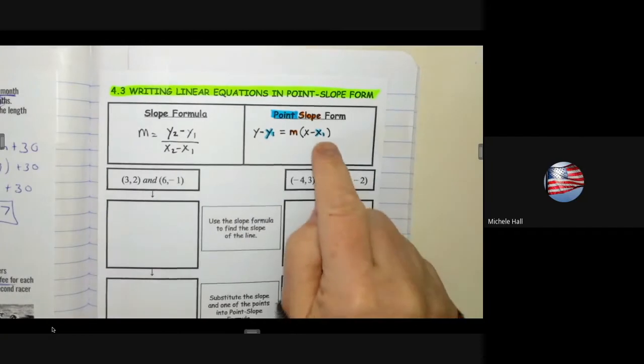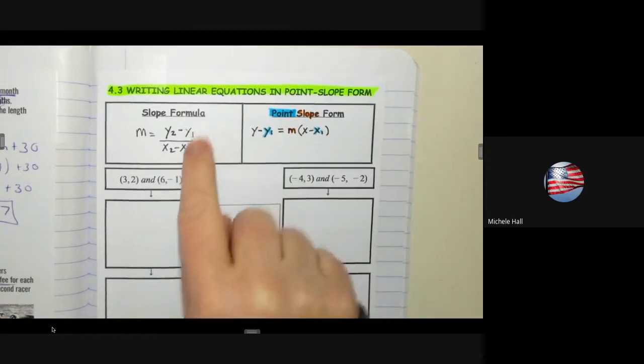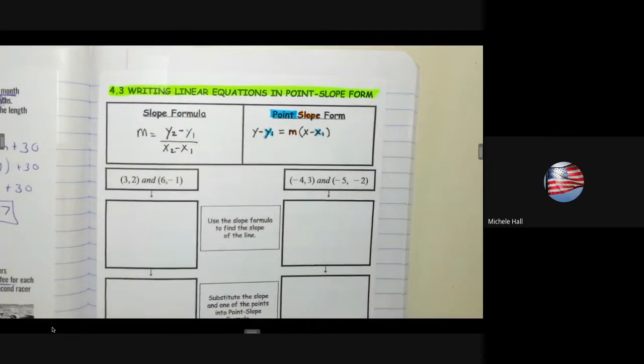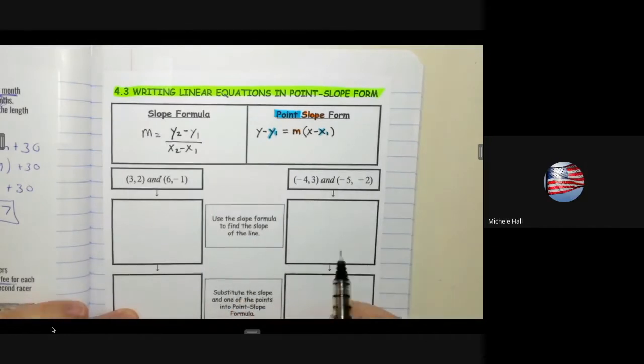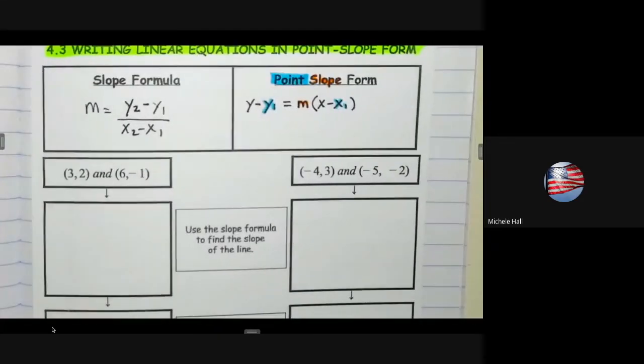What does it mean to be x1 and y1? Well, the same thing that we saw when we had the slope formula. That means that we have point 1, x1, y1, and point 2, x2, y2. Those are subscripts, not exponents. The first step says use the slope formula to find the slope of a line. We're going to use these 2 points, 3, 2, and 6, -1, and we are going to find the slope.